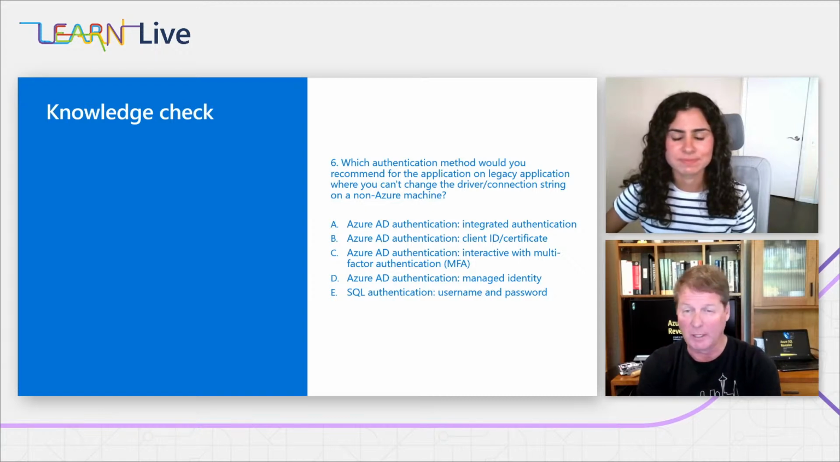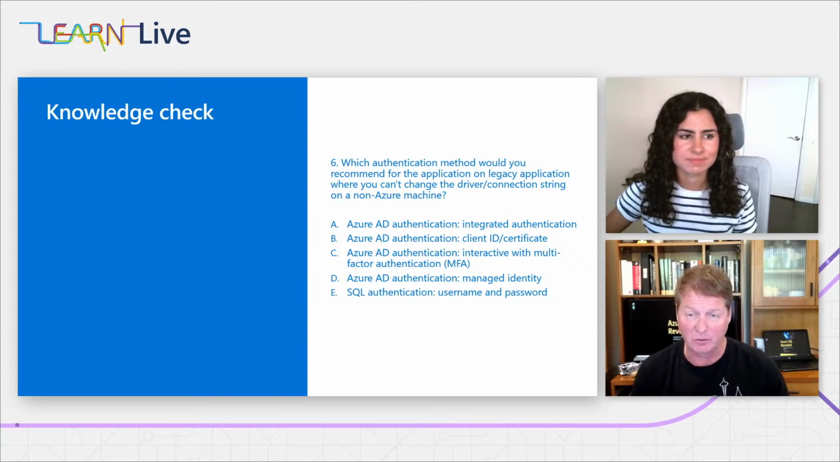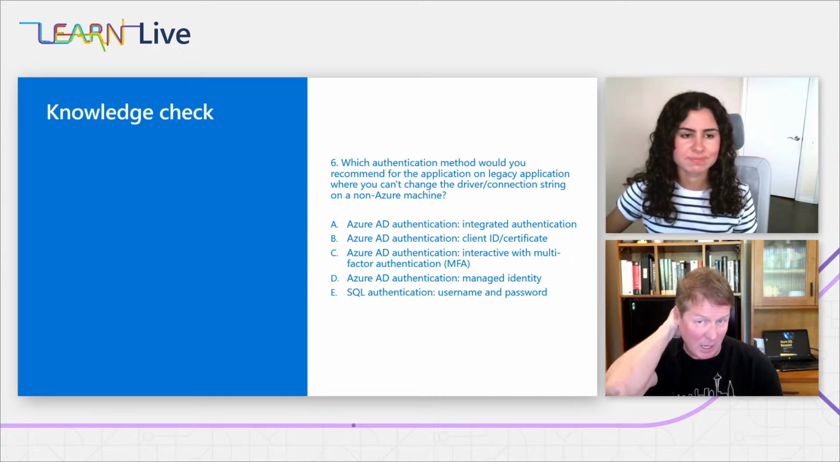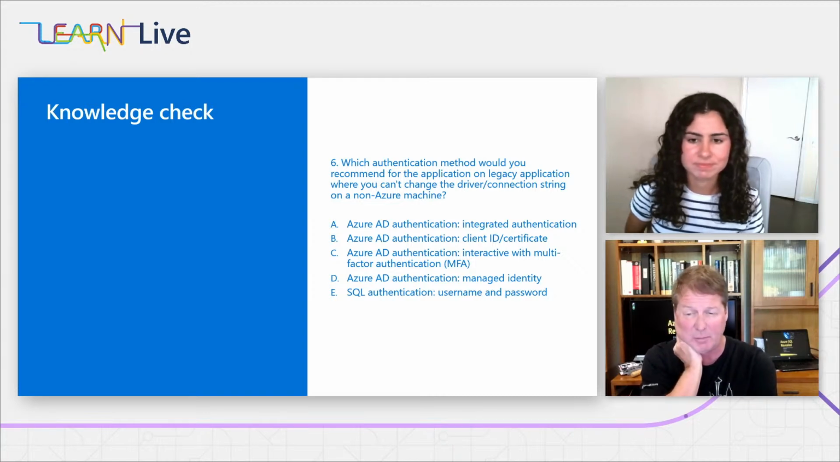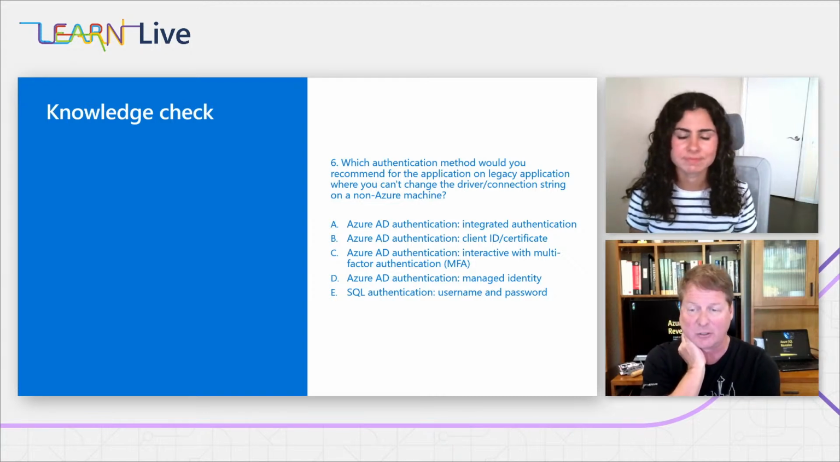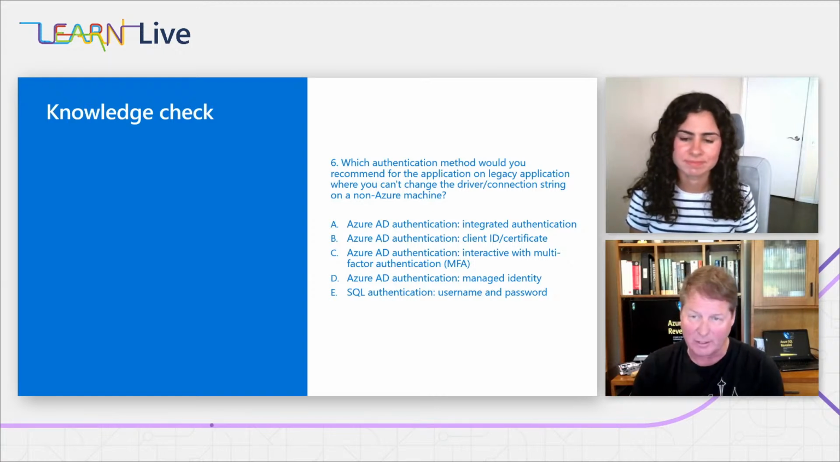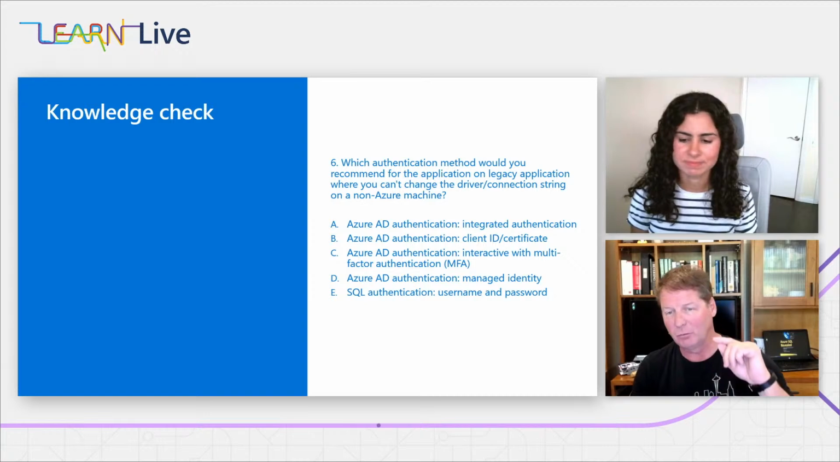So, again, non-Azure machine, so get rid of D, right? Now it doesn't say non-domain, but it says a legacy application. I'm assuming this is non-domained. Is that true, Anna? Non-domain machine, probably? Okay. So I got to get rid of A. So I can't do that one either. So now I'm left with B, C, and E.